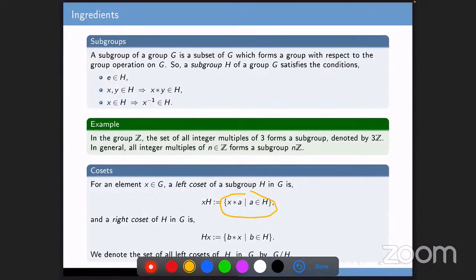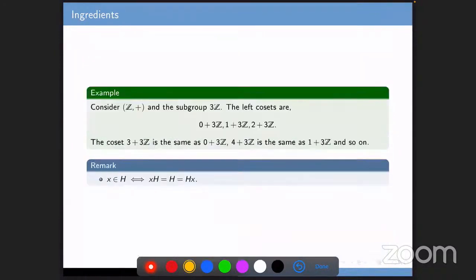We denote the set formed by these left cosets by G quotient H. This is just a set now, but we are going to give it a richer structure in a second. Let's see an example. We have the integers under addition and the subgroup 3Z. In this case, the left cosets are formed by picking elements from Z and adding them to 3Z. We denote it like this.